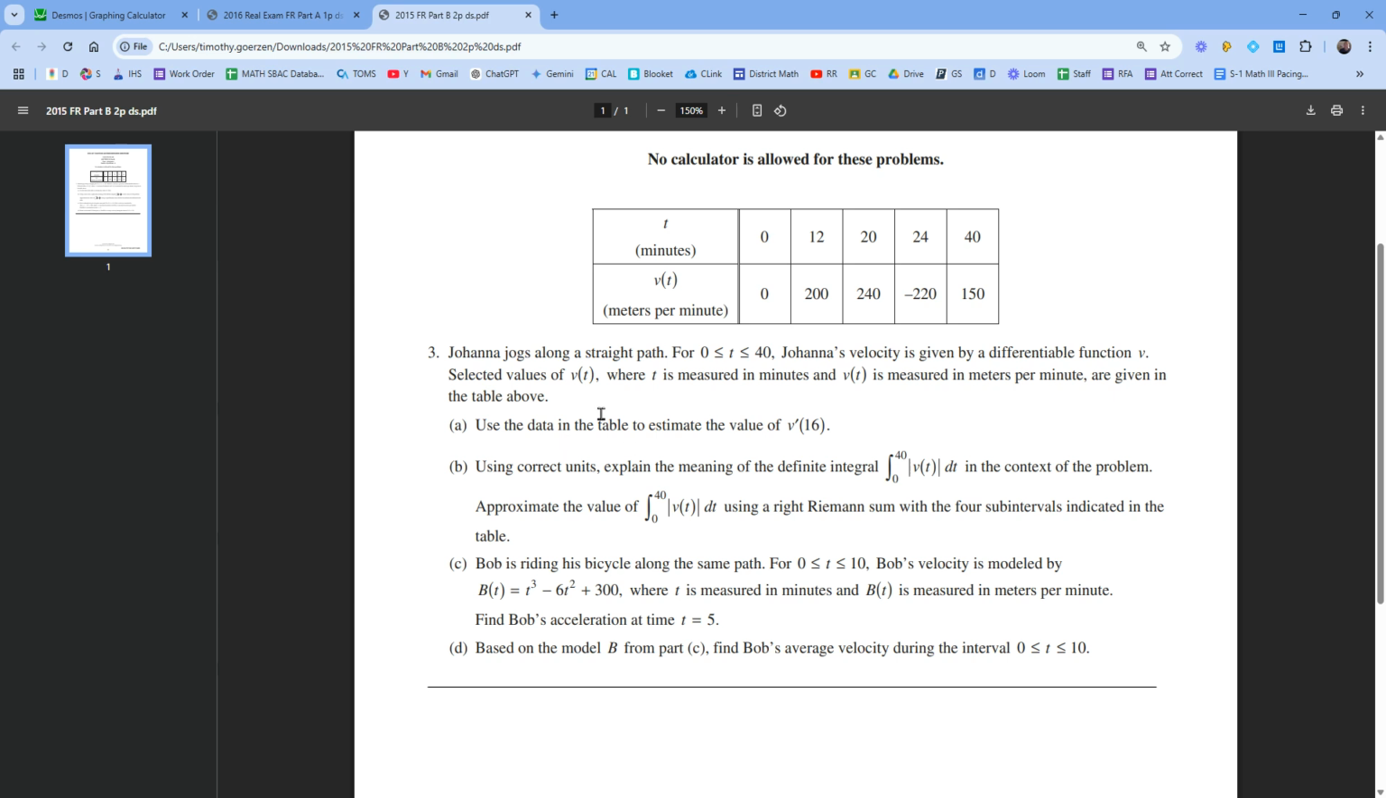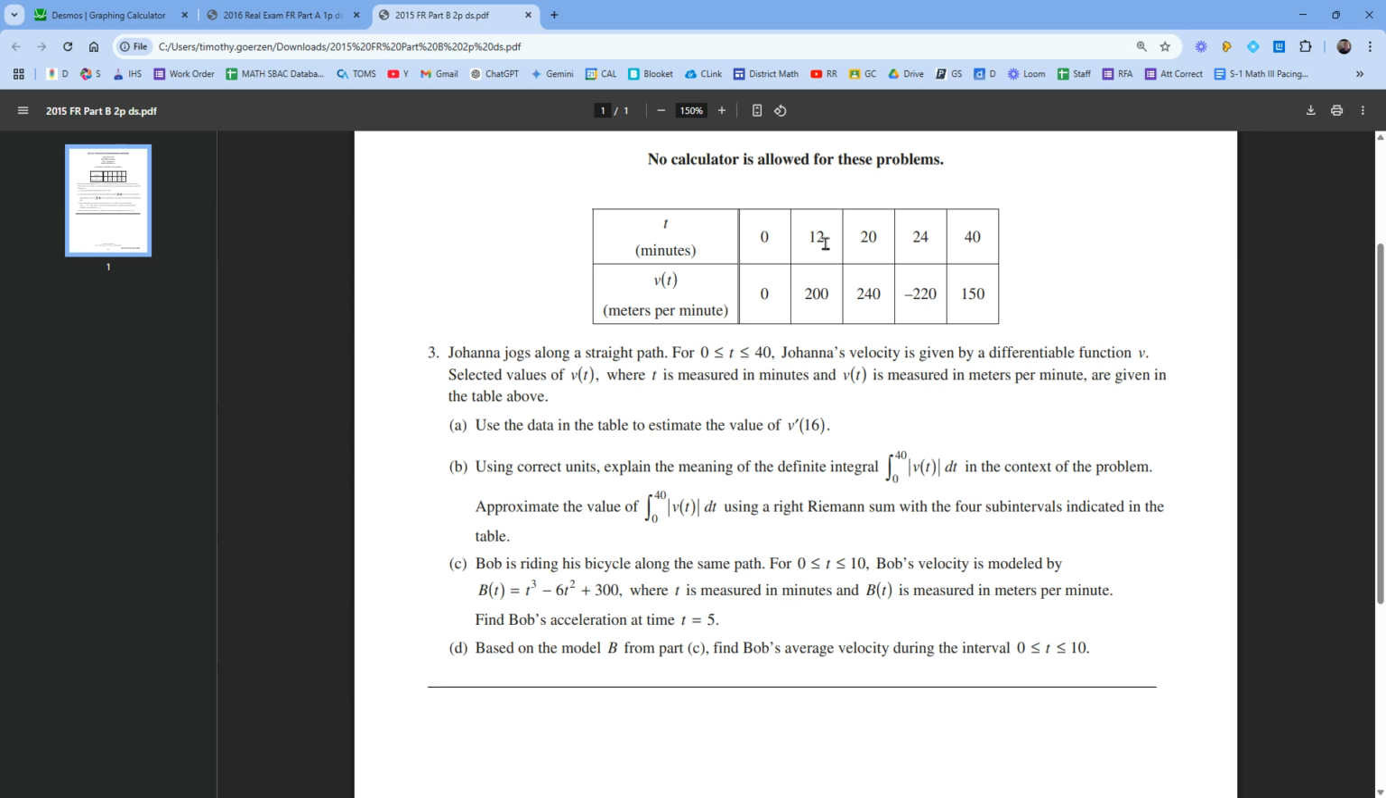So here you have a table. Joanna jogs along a straight path. Her velocity is given. It's differentiable, which means it's continuous, and it's measured in meters per second. Step 1, easy question. Can you find the derivative at 16? So press pause and do 3a, then press play.